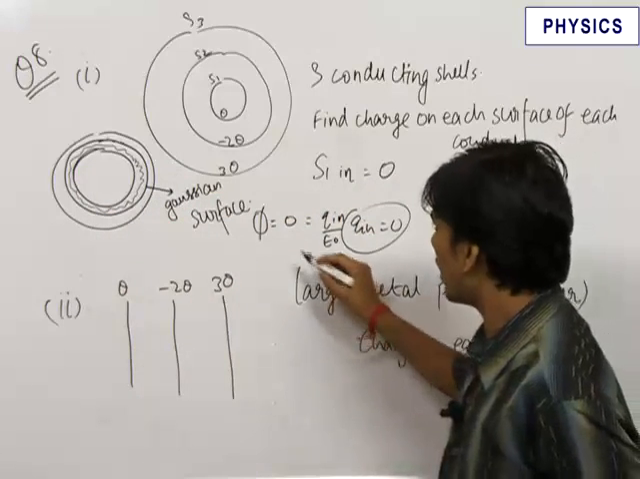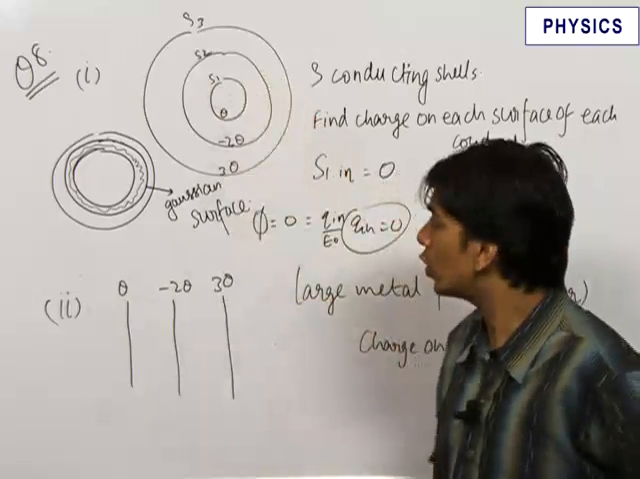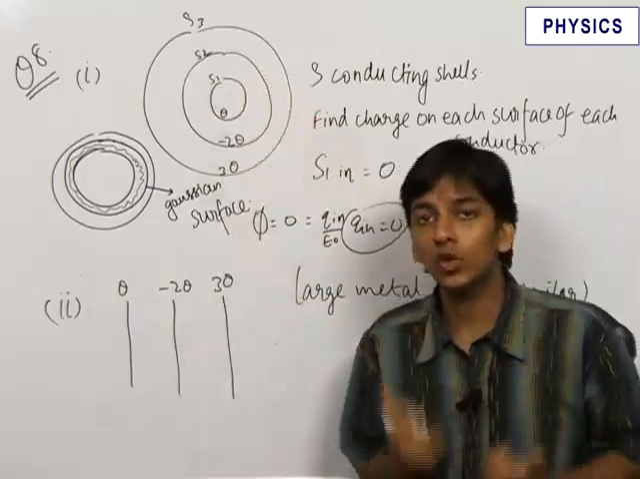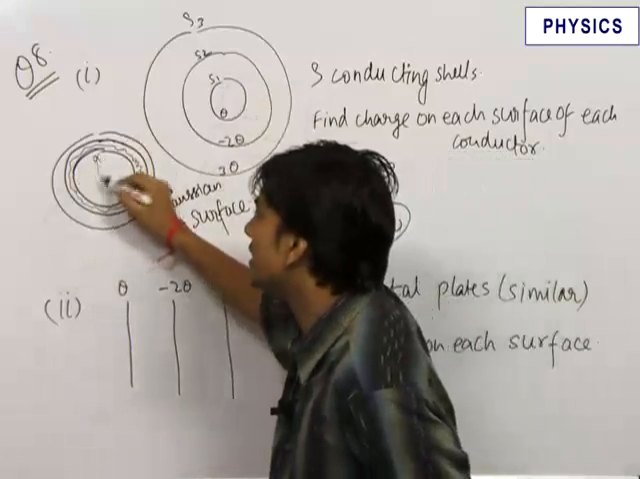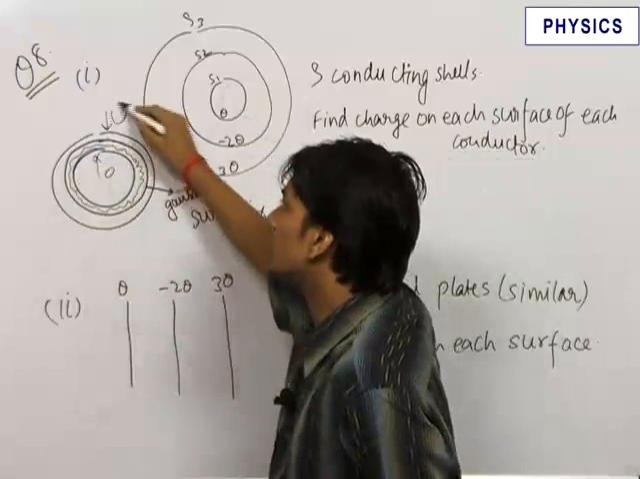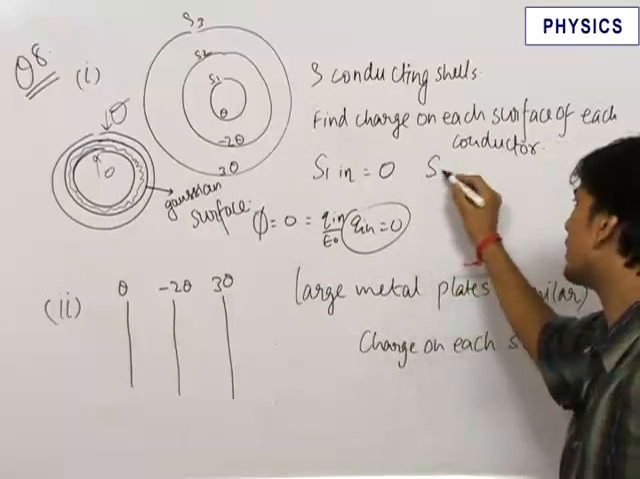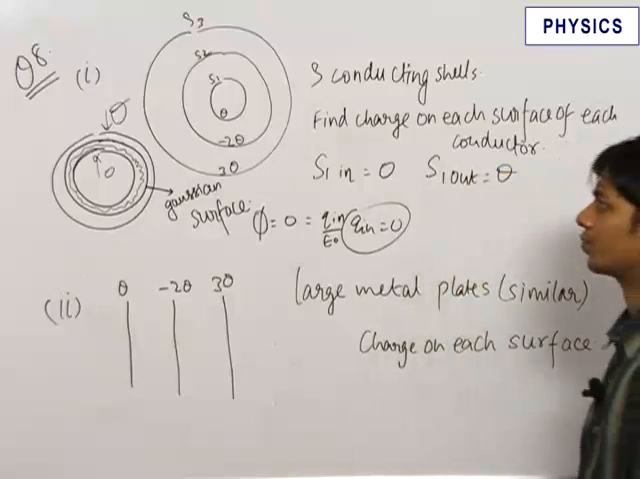Now, this S1 has a total charge Q. It can have this total charge Q on its surfaces only. The two surfaces that this shell has are the inner surface and the outer surface. The total charge on the inner surface is 0. Therefore, the total charge on the outer surface has to be Q by the law of conservation of charge. Therefore, S1 out comes out to be equal to Q.